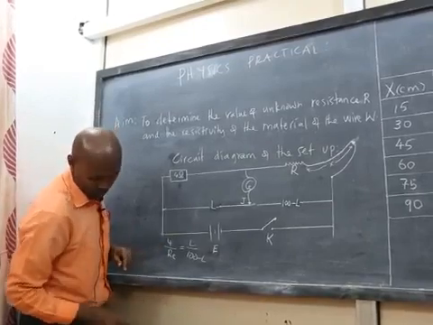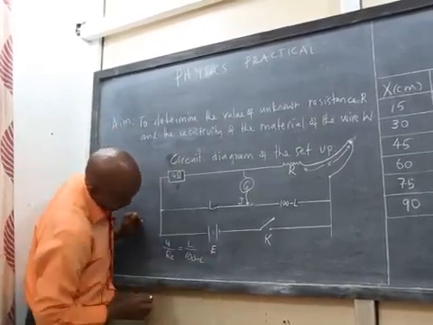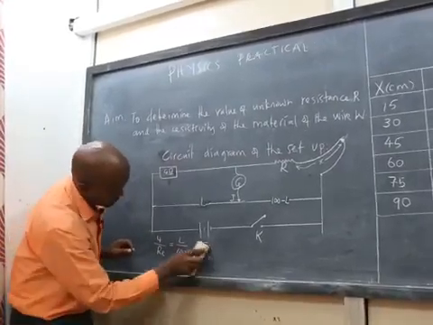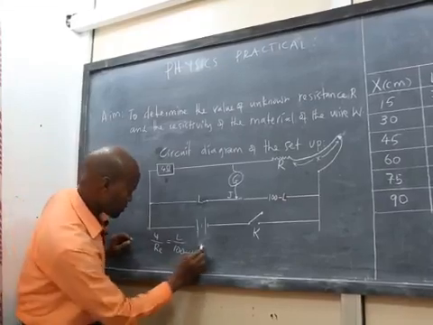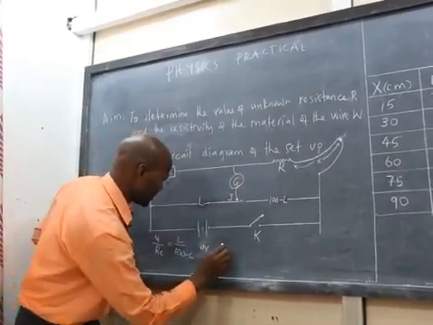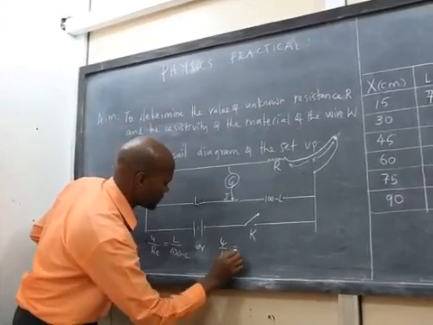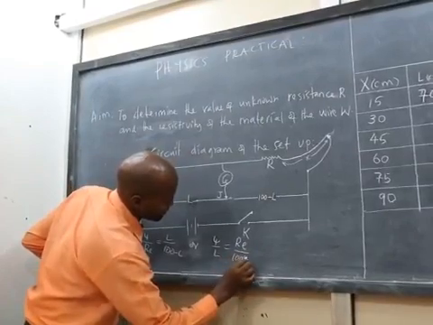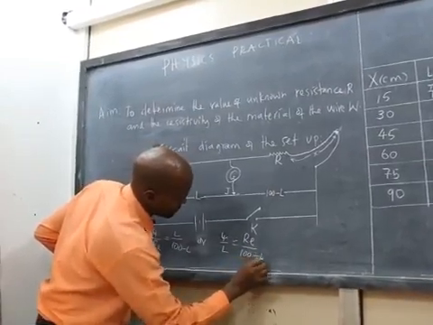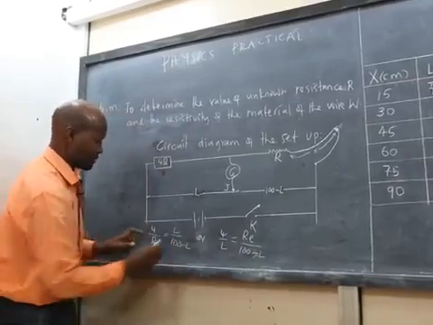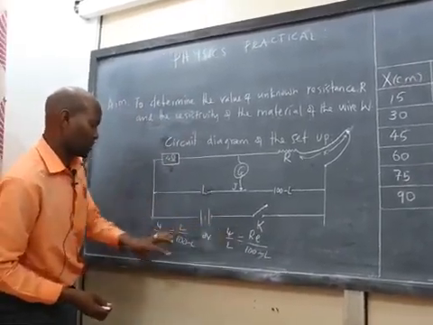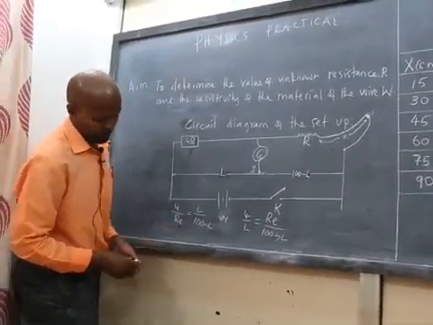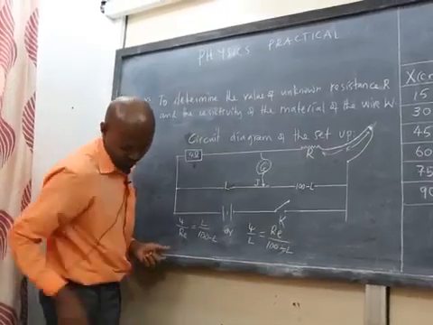Or you can either say 4 over L equals equivalent resistor over 100 minus L, sorry. So you can use either of these. It's a meter bridge equation or meter bridge formula. So making equivalent resistor the subject from here, we can make the equivalent resistor the subject.